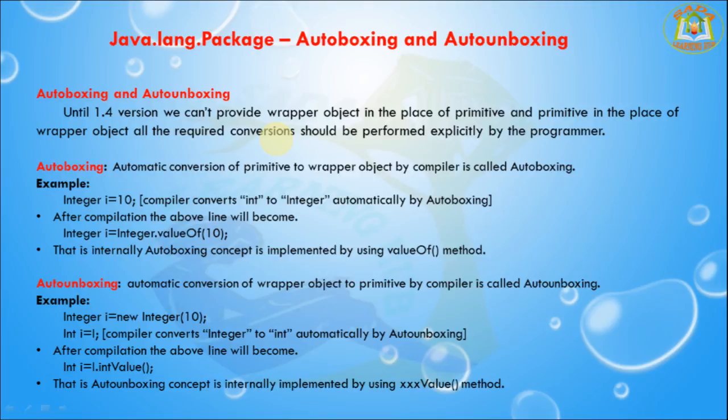So finally, autoboxing means automatic conversion of primitives to wrapper objects by the compiler. Auto unboxing means automatic conversion of wrapper objects to primitives by the compiler.